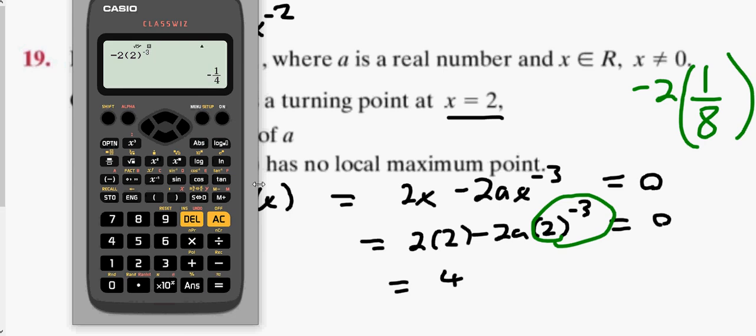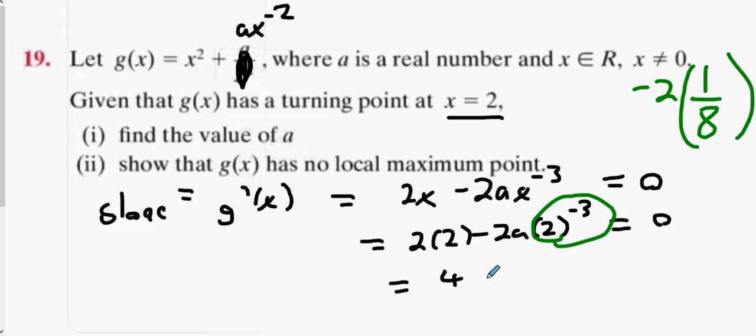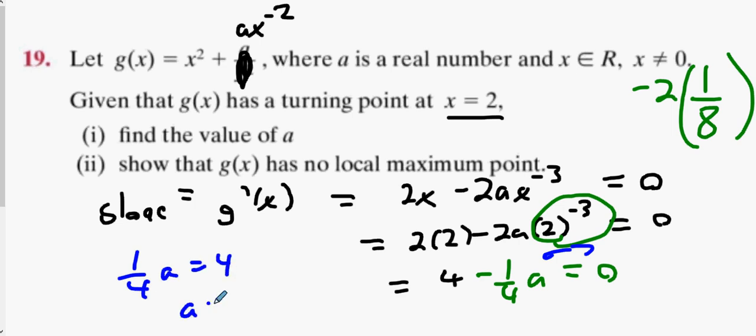Minus a quarter, good with you guys? Now, what do you do next, lads? A quarter A equals 4, A equals 16. Who got that? Who got that? 16. Yeah.